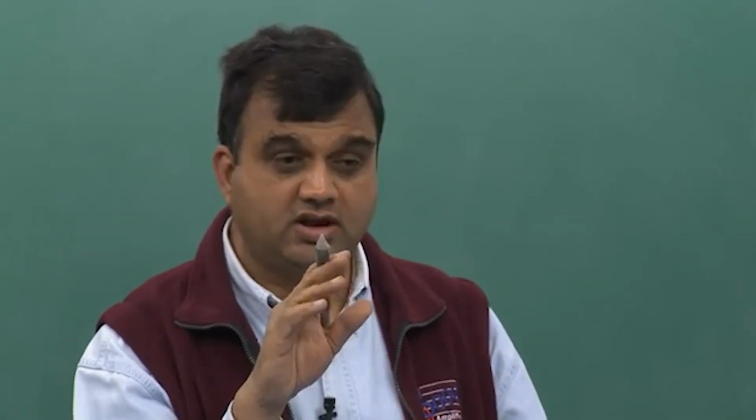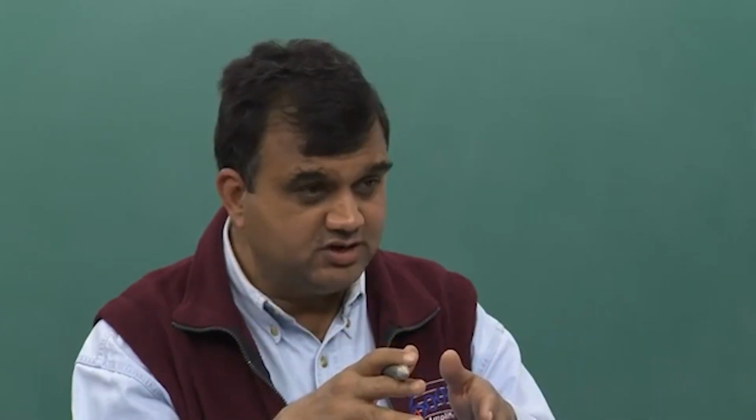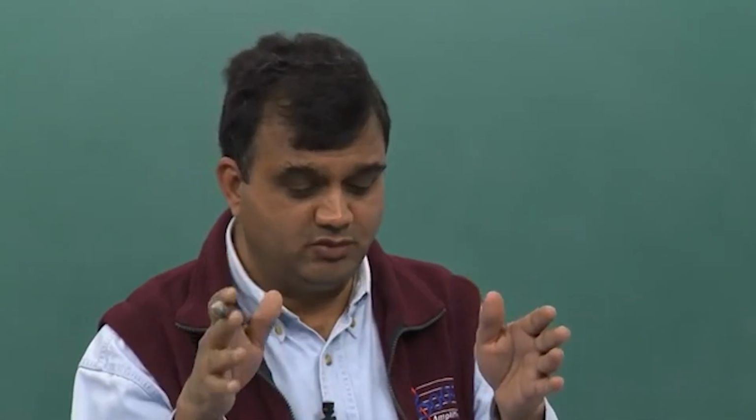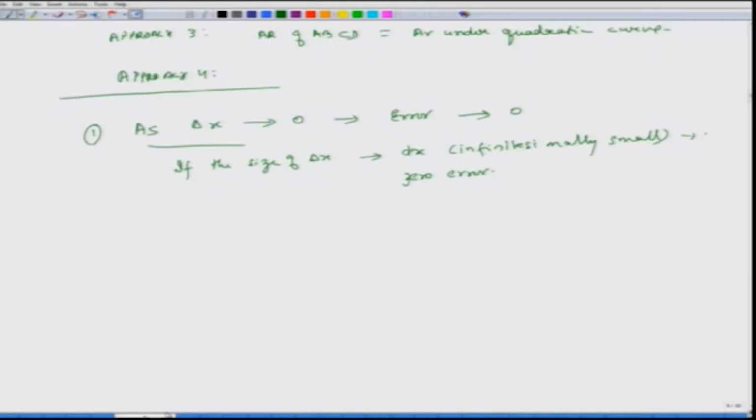So, I still have not an infinite number of elements, but a finite number of elements. That is where the term finite element comes into the picture: the size is not extremely small and vanishingly small, but it is finite in size, and also the number of elements is finite. So, as delta x approaches 0, my error goes to 0.